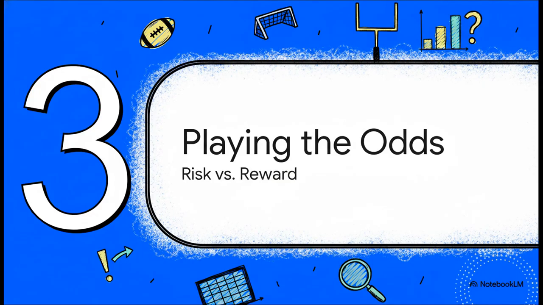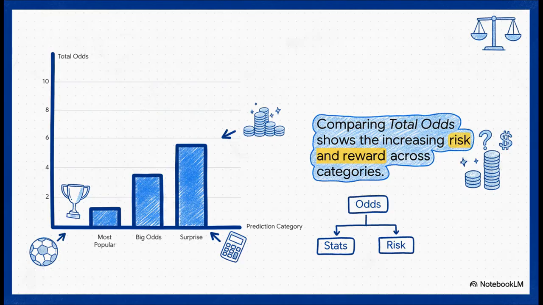Now that we speak the language, let's talk a little bit about strategy. These predictions aren't just thrown on a page randomly. They're usually grouped by risk and reward, which brings us right back to those all-important odds. And wow, this chart just lays it out perfectly. The site often groups predictions into categories. Just look at the total odds for each one.